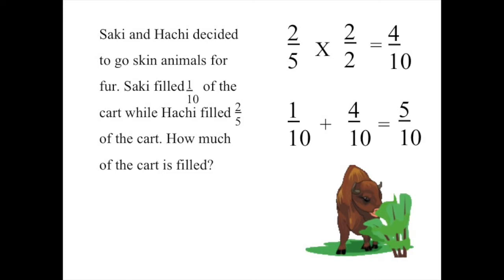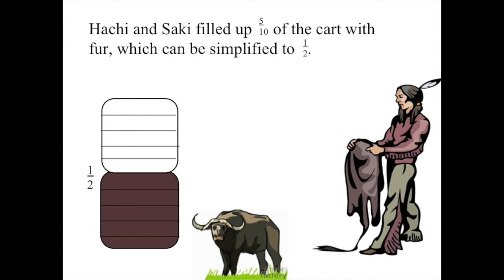So now we are going to change 2/5, multiply the numerator and the denominator by 2, giving us 4/10. Now we are looking at 4/10 and 1/10, making them have the same denominator, thus making them like fractions. So now we are going to compare. 1/10 plus 4/10 equals 5/10. Hachi and Saki filled up 5/10 of the cart with fur, which can be simplified to 1/2.